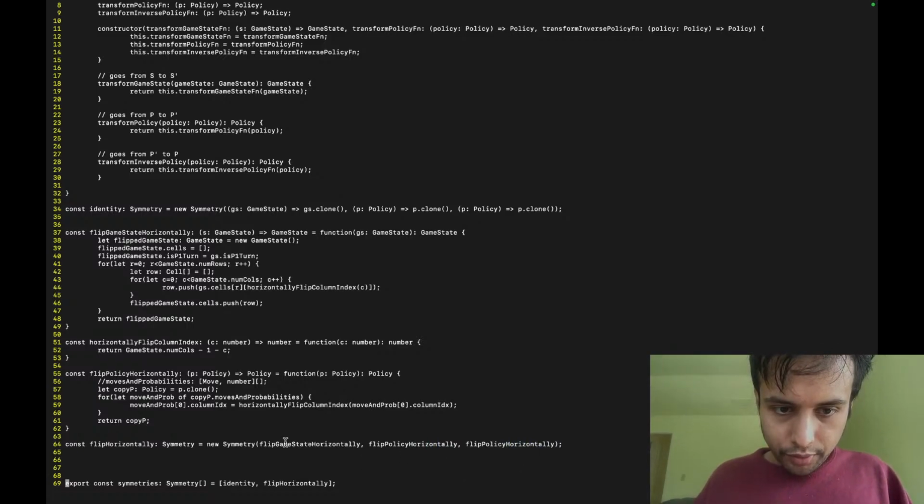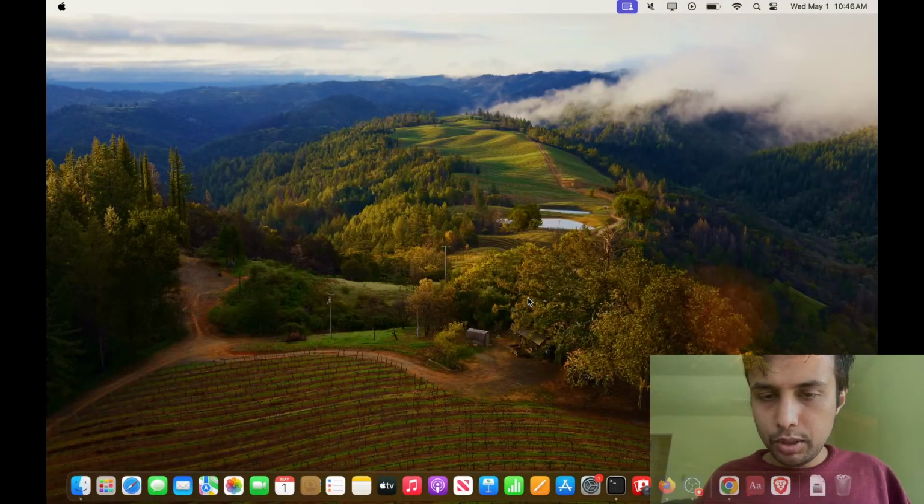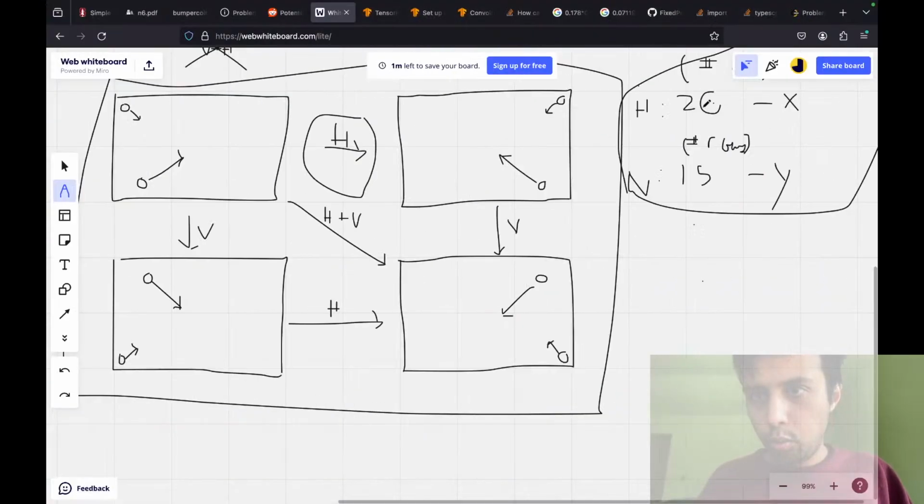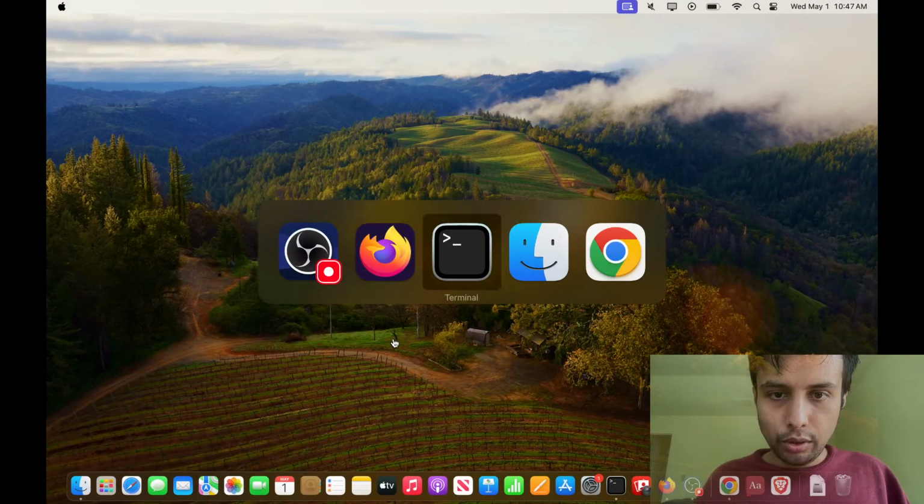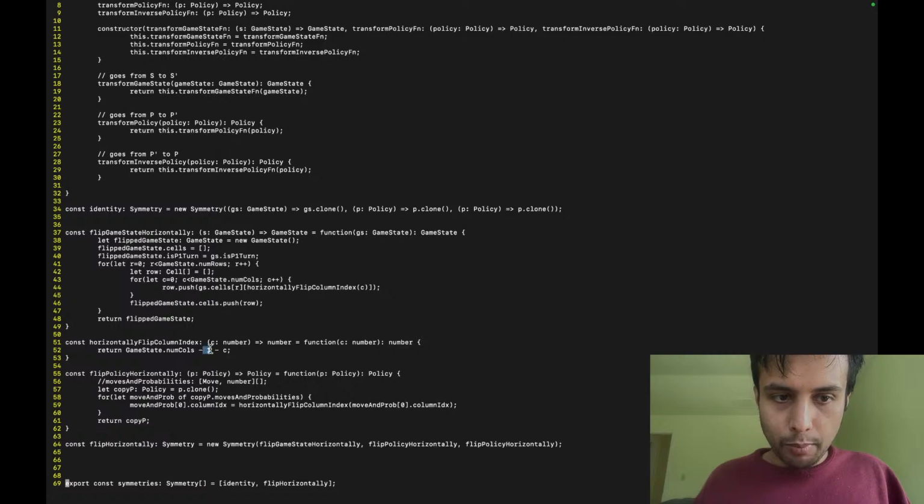So let's recap. For flip game state horizontally in connect 4, we just leverage this function right here, which is number of columns - 1 minus c. The -1 is just to account for the 0 indexing, but essentially it becomes the same as this 20, or this kind of constant, minus x, the max potential value minus x, where the max potential value for connect 4 is the number of columns - 1.